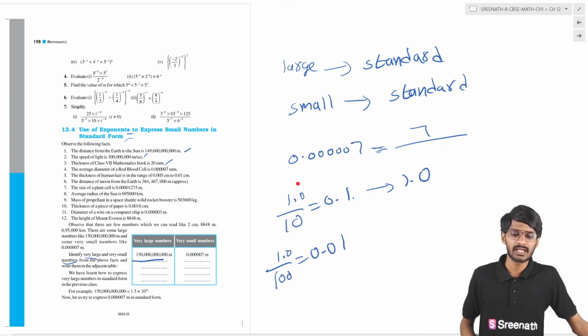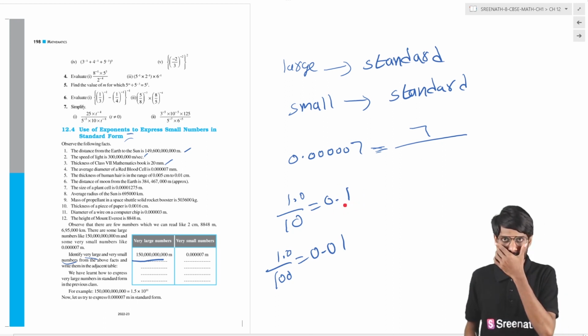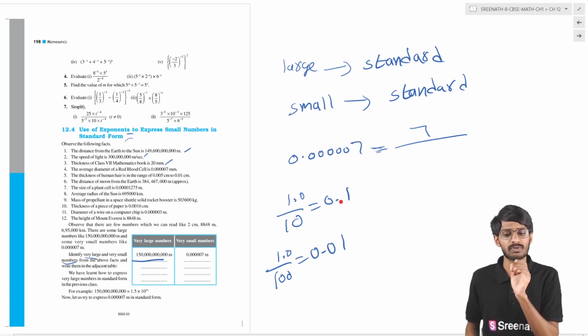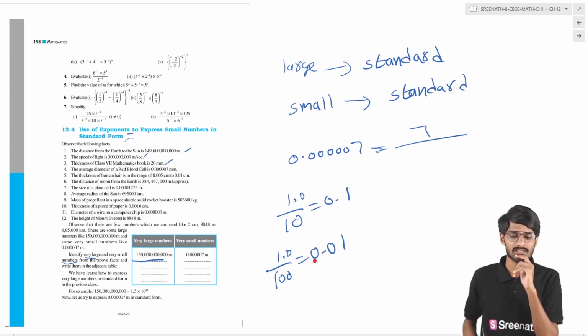So in a similar way, suppose there is 0.1. If you want to write it in division form, the dot is before one number, so you have to write just 10. Here the dot is before two numbers, so you have to write 100. Suppose 1 divided by 1000 is there.